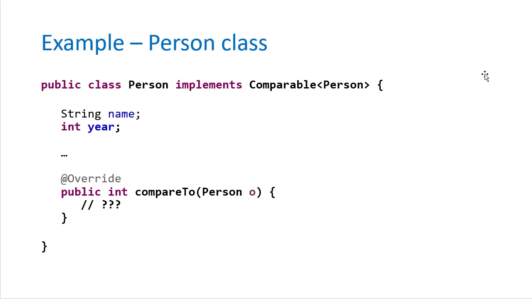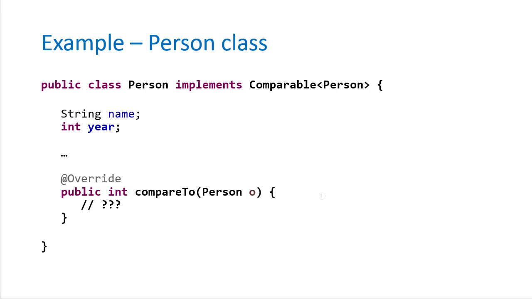So let's see a different example. Here we have a Person class, and this is incomplete. We're going to assume that the constructors and other methods are there, but notice there's a name and a year field in this class, and the class implements Comparable, and notice in brackets we have Person because we're going to compare one person to another person. Again, this is a generic type. We'll talk about those in a future video. For now, just know that whatever type we're comparing, we put that in the brackets there.